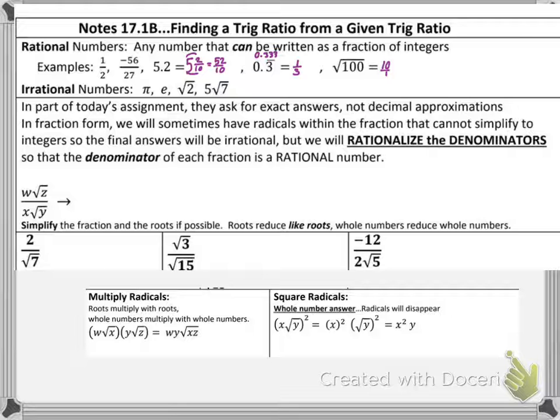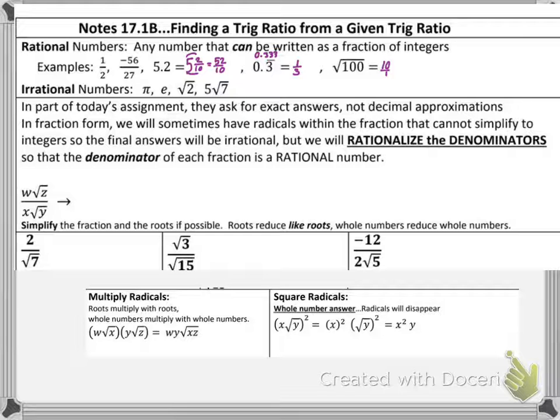In part of today's assignment, they asked for exact answers, not decimal approximations. We're still going to have some problems where they ask for decimals when we solve the triangles, so read the directions carefully. In fraction form, we sometimes have radicals that cannot simplify down to integers, so the final answer will be irrational. But we're going to rationalize the denominator, which means radicals are allowed, they're just not allowed on the bottom of the fraction.